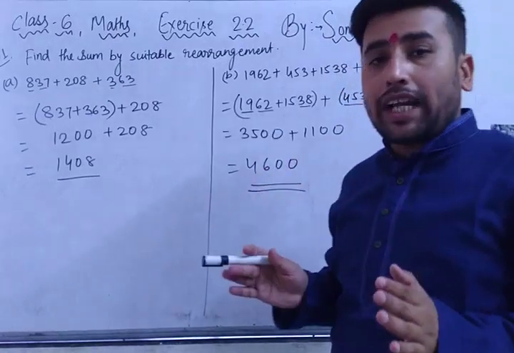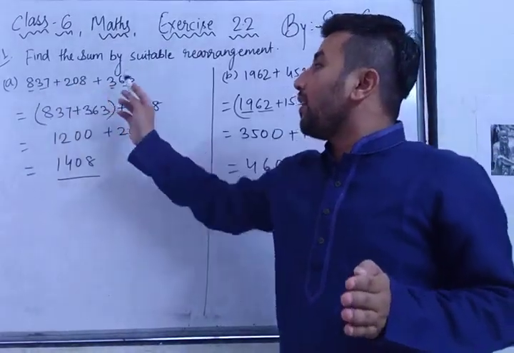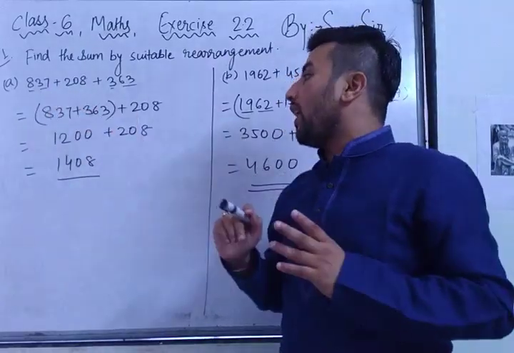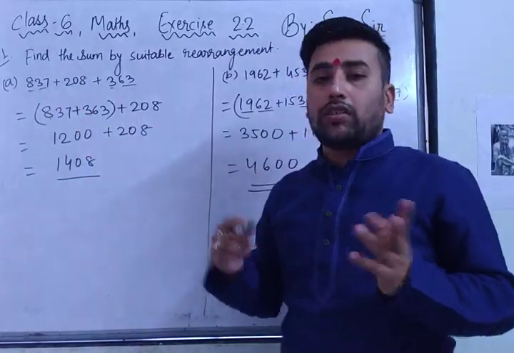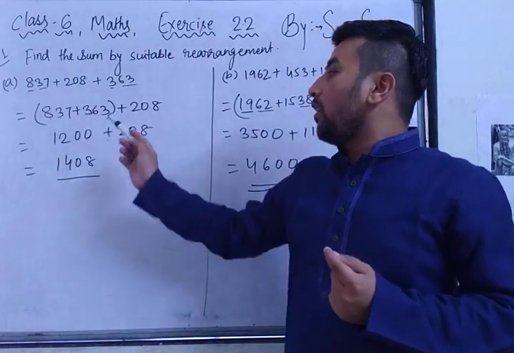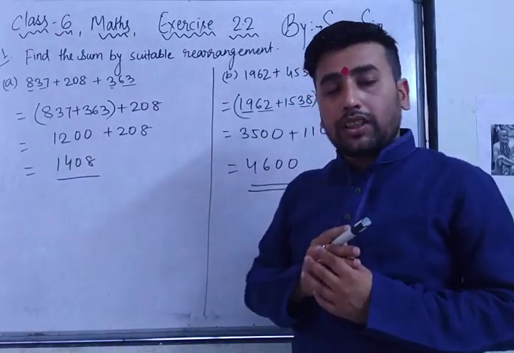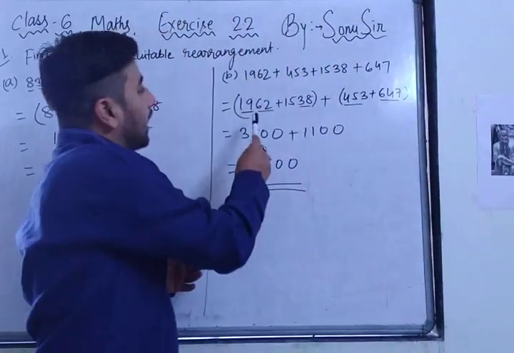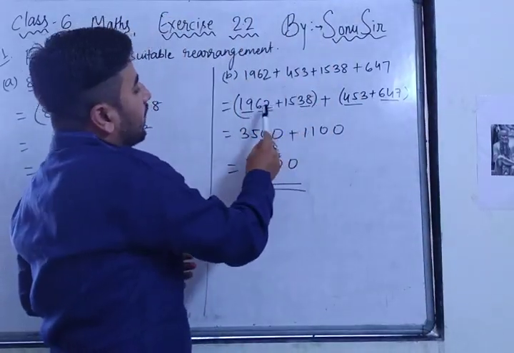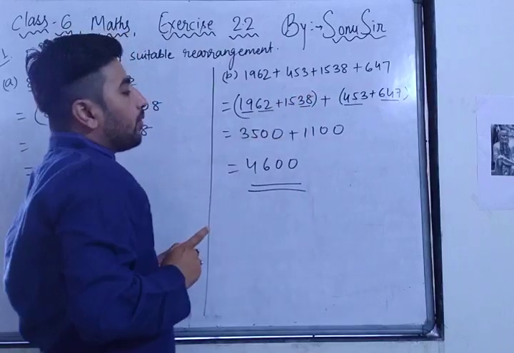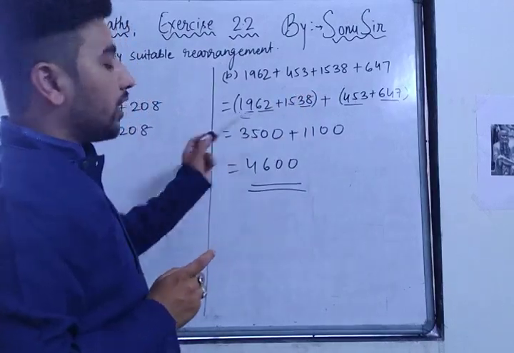But if you know the additions like 37 plus 63, you can just use your brain. These two are 100, 800 plus 300 is 1100, and this 63 plus 37 is 100. So total 1200, plus 208, so 1200 plus 208 is equal to 1408. As you can see here also, 1962 plus 1538, 62 plus 38 is 100, and 1900 plus 1500 is 3400 plus 100, 3500.